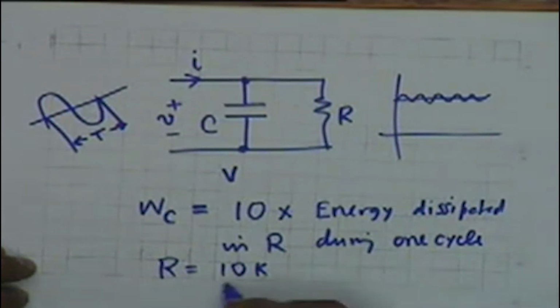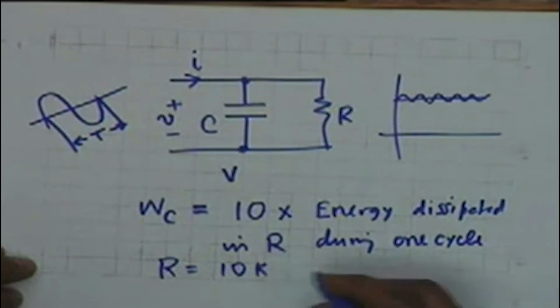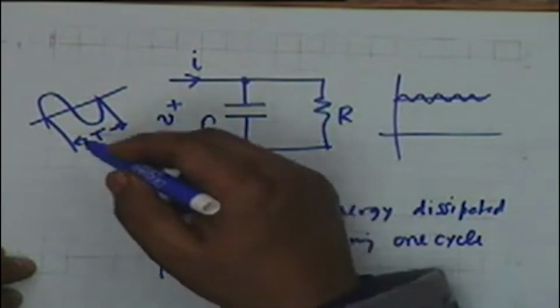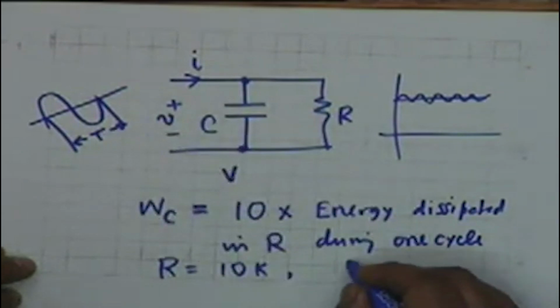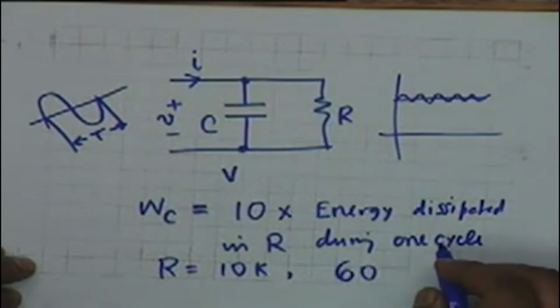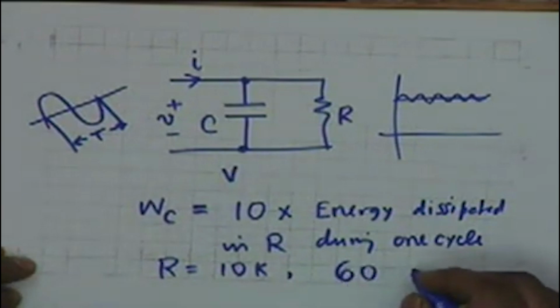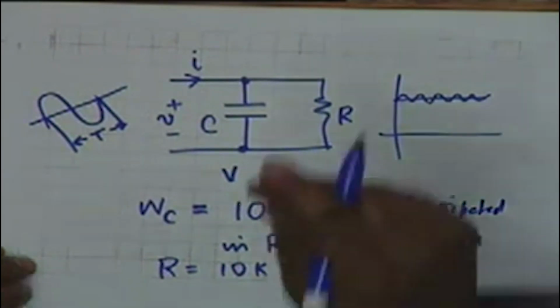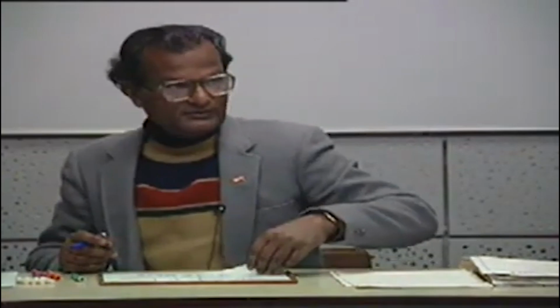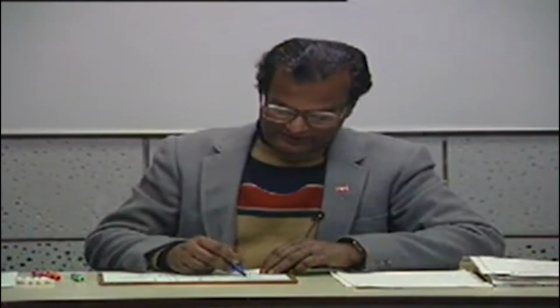Kilo is 10 to the 3. So 10K is 10 to the 4 ohms. R is 10K, and these ripples are at 60 cycles per second. That is, in 1 second there occur 60 such cycles. What you are required to do is to find out capital C.